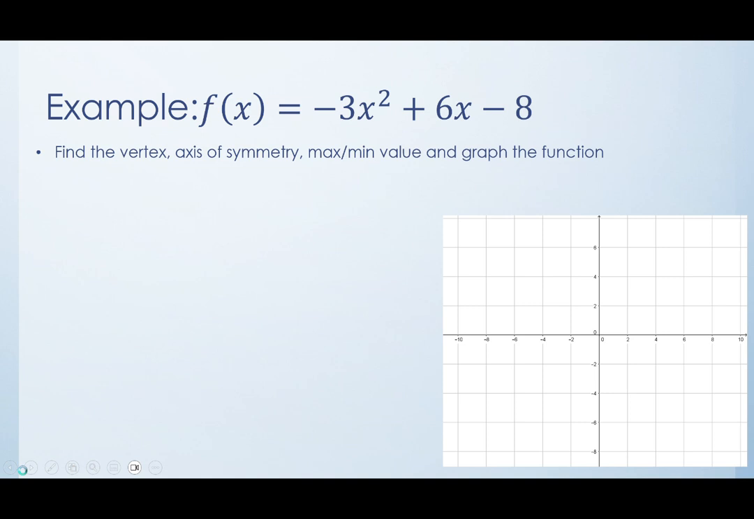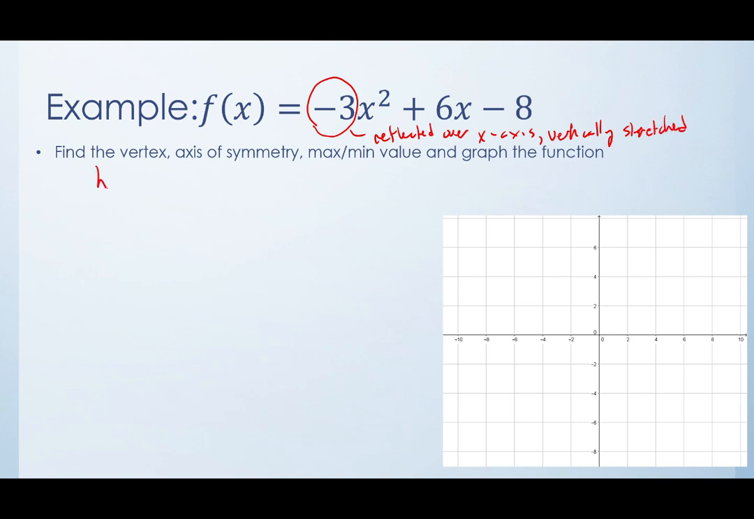So another example, same story. Like I said, it gets really repetitive. Where's the vertex? Axis of symmetry, max, min. So what do we know here? We know that this has been reflected over the x-axis, so it's opening down, and it has been stretched because our a is bigger than 1, so vertically stretched.